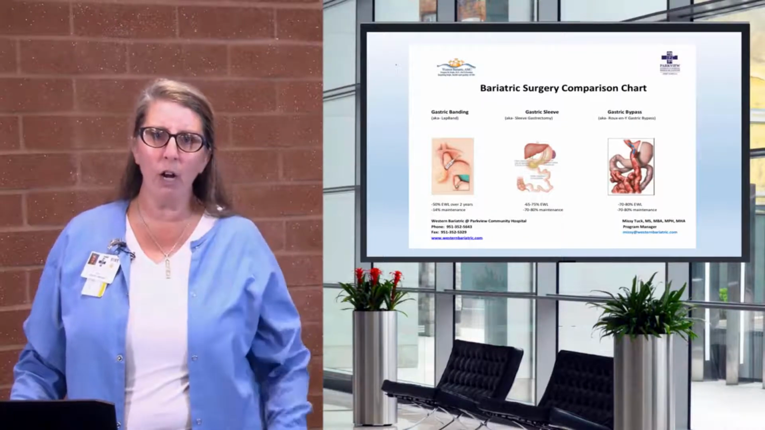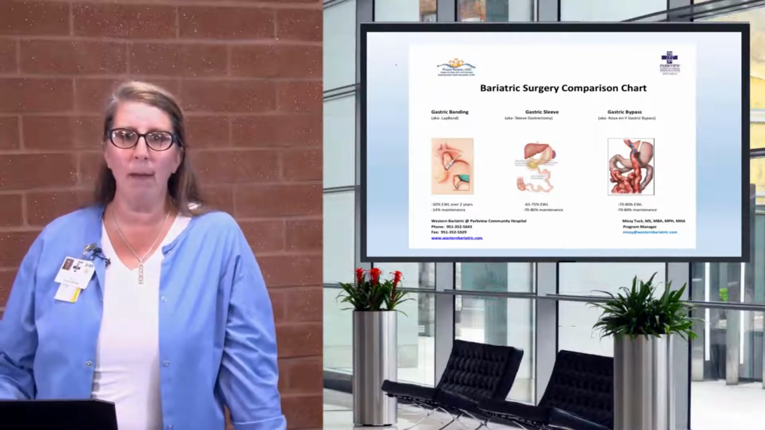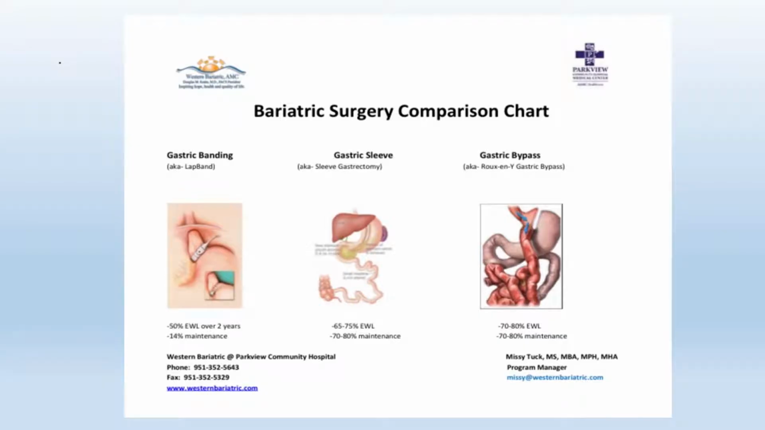This next slide is going to talk about the different types of weight loss that we should expect after each procedure. As you can see here, we have the gastric band on the left, the gastric sleeve in the middle, and the gastric bypass. When we look at the gastric band, you can see where it says 50% EWL over 2 years. That means if somebody is 100 pounds overweight, they are considered successful if they lose 50 pounds of that over 2 years' time. If you move over to the sleeve, if somebody's 100 pounds overweight, we see a 65 to 75 pound weight loss, again in about a year to a year and a half.